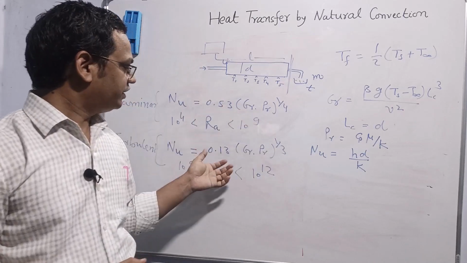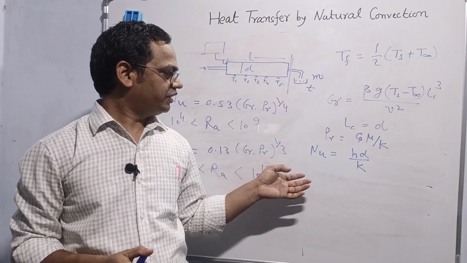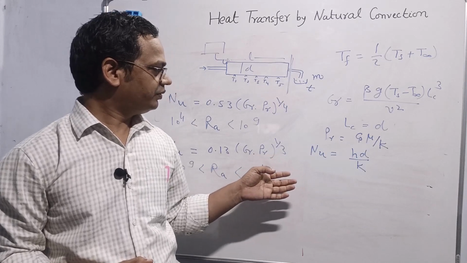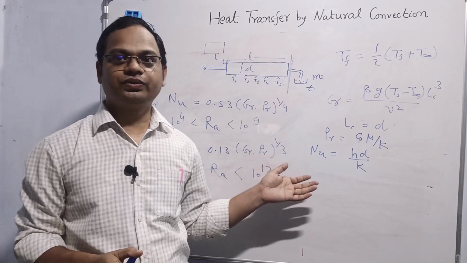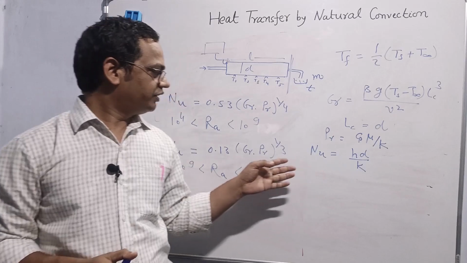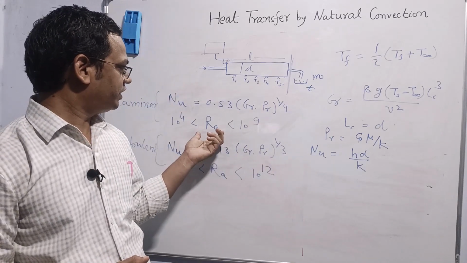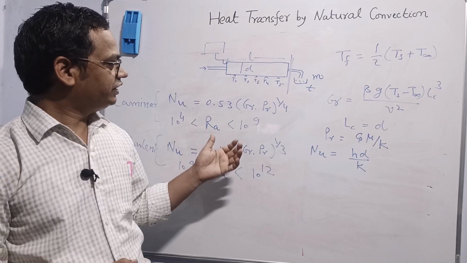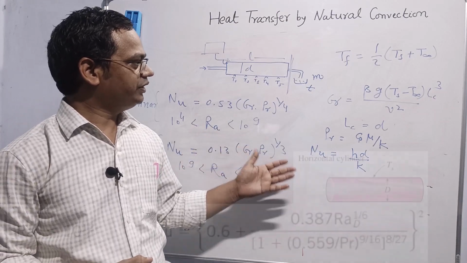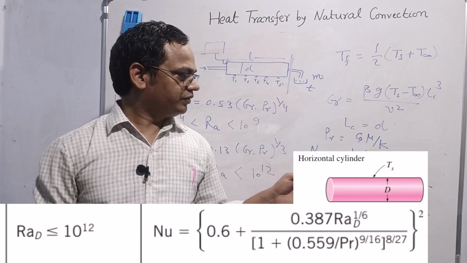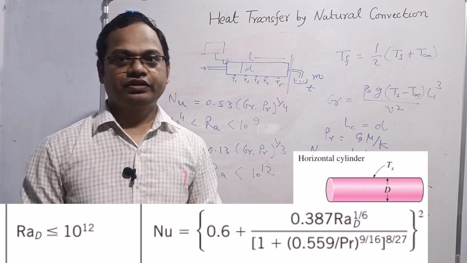Apart from these correlations, we have one very popular correlation that we can use, which is known as Churchill and Chu correlation. That one is very popular, and that works actually for a wide range of Rayleigh number. That expression is a little complicated but can be used. This Churchill and Chu expression you can see on the screen.